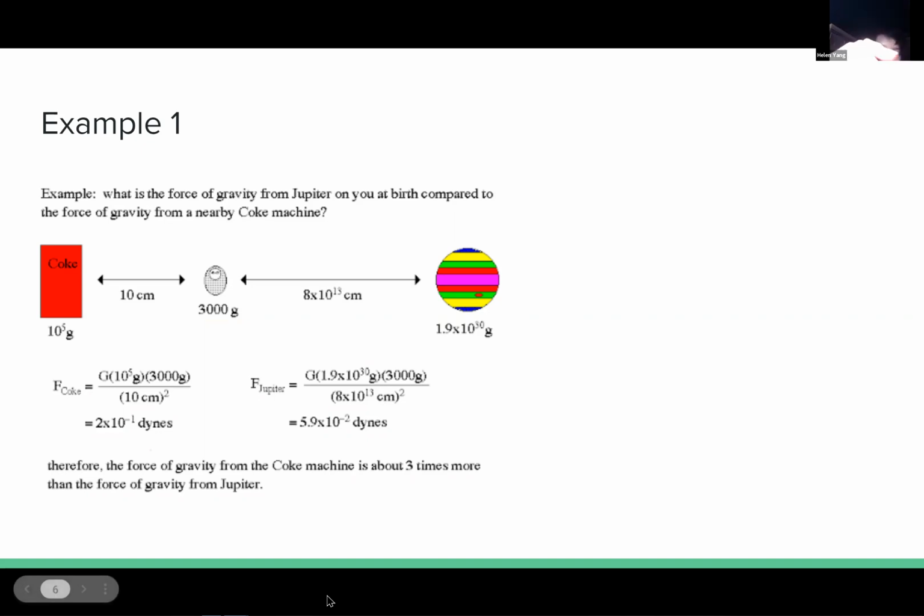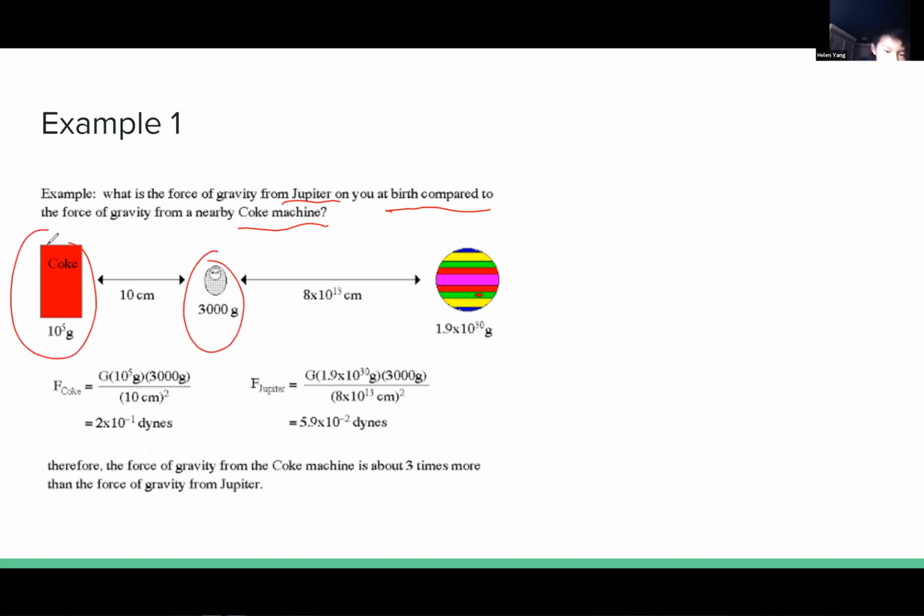So you can see that it asks, what is the force of gravity from Jupiter on you at birth compared to the force of gravity from a nearby Coke machine? So in this example, you weigh 3,000 grams and the Coke machine weighs 10 to the power of 5 grams. And the distance between you two is 10 centimeters. And for Jupiter, it weighs 1.9 times 10 to the power of 30 grams. And the distance is 8 times 10 to the power of 13 centimeters.